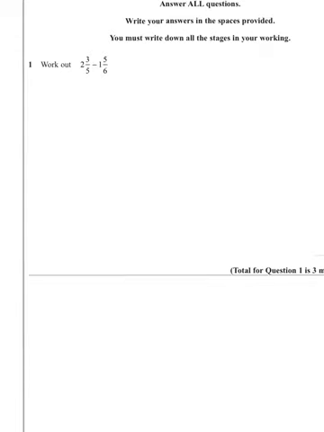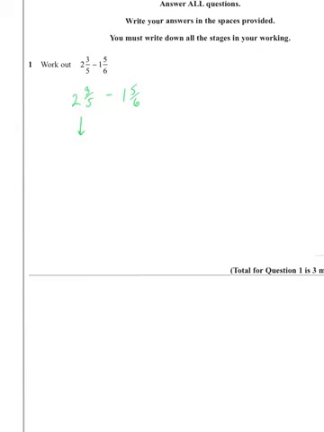Question 1. We've got to work out 2 3/5 minus 1 5/6. Well, the first thing to look at is to make these a little easier for yourself. So the first thing I'm going to do is make this one into fifths. So I have 3/5 and 2 whole ones.